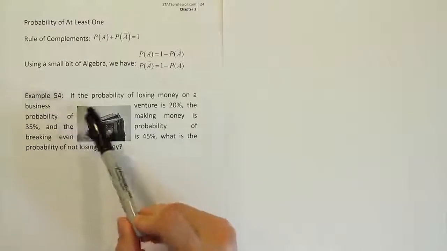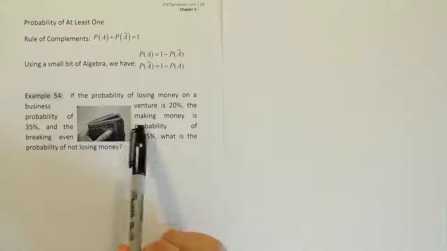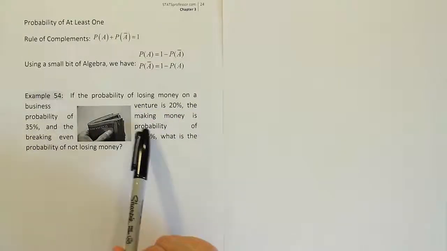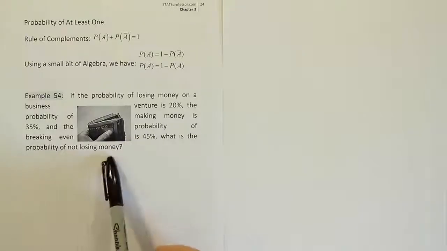Example 54. If the probability of losing money on a business venture is 20%, the probability of making money is 35%, and the probability of breaking even is 45%, what is the probability of not losing money?